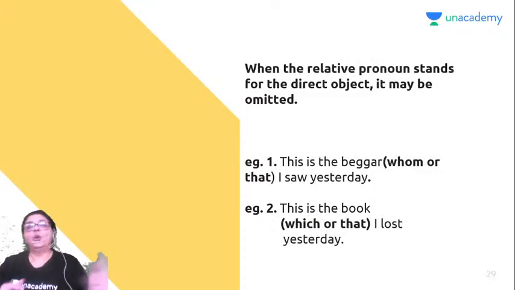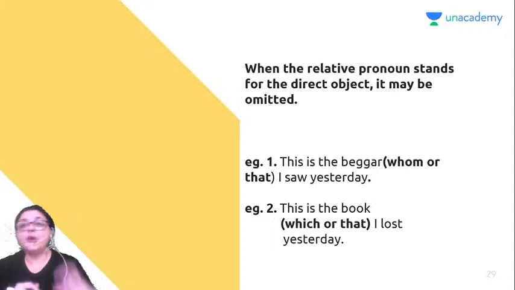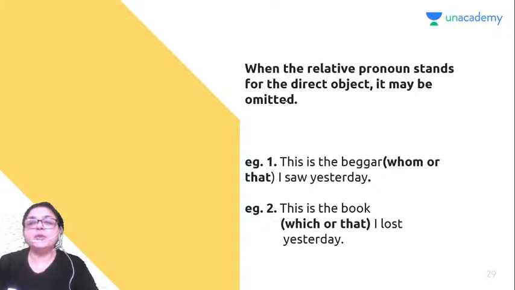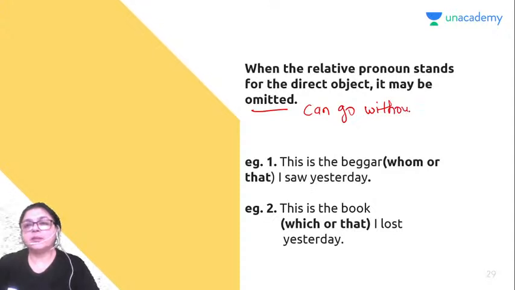Now, when the relative pronoun stands for the direct object, it may be omitted. We can omit that. Yes, we can omit. Omit means we do not add that. The sentence can go without it, without omission. What is the other word for it?